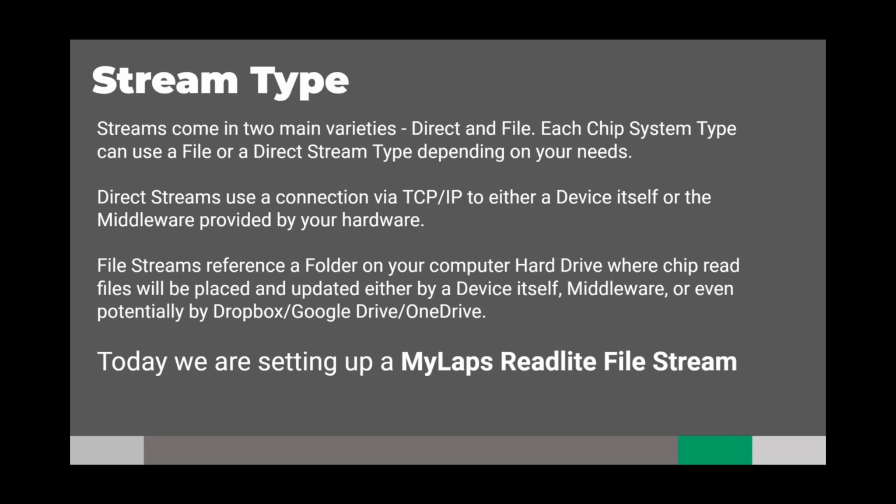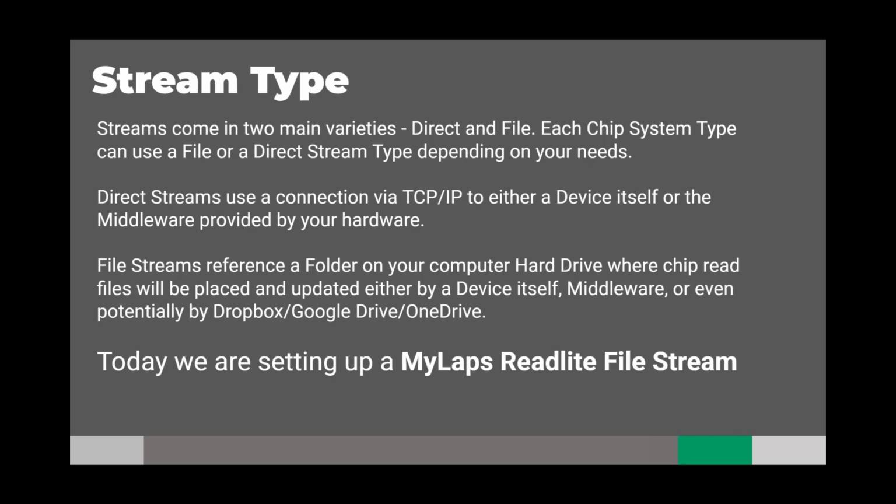So as I mentioned before, there's two main varieties of streams, direct and file. Each chip system type can use a direct or a file stream depending on your needs. Direct streams use a connection via TCP/IP to either a device itself or the middleware product provided by your hardware provider. That would be like timing and scoring for MyLaps or Fusion for ChronoTrack.